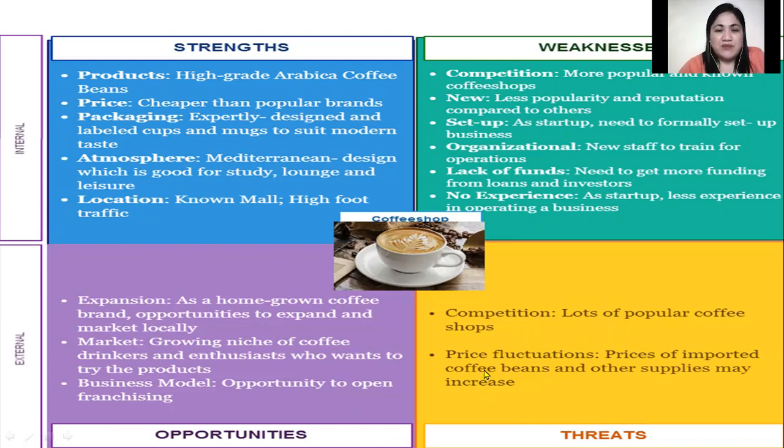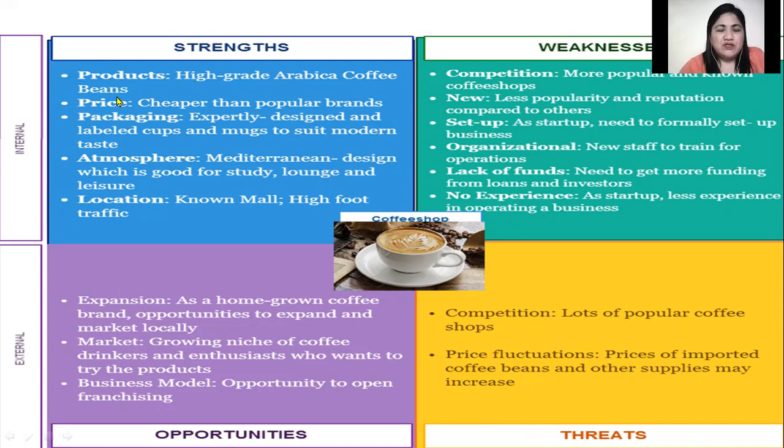And yung kanyang price fluctuations. Nagtataas pa ba ang presyo ng kape na ginagamit niya? Remember, ang isa sa mga strength niya na nagiging threat din sa kanya ay yung paggamit niya ng high-grade Arabica coffee beans. So, nagkakaroon ng fluctuation na nagtataas pa ba yung presyo ng kanyang pangunahing raw material na ginagamit sa kanyang product.